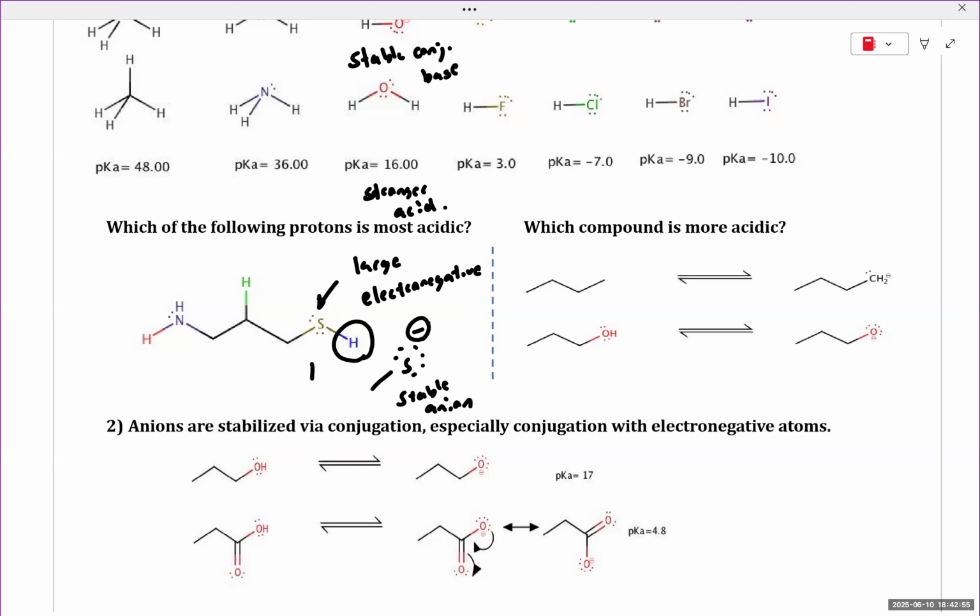So if we had to do a ranking, this is the most acidic, the proton attached to the nitrogen is the next most acidic, and the proton attached to carbon is the least acidic. This also matches the pKa values that we've looked at previously.